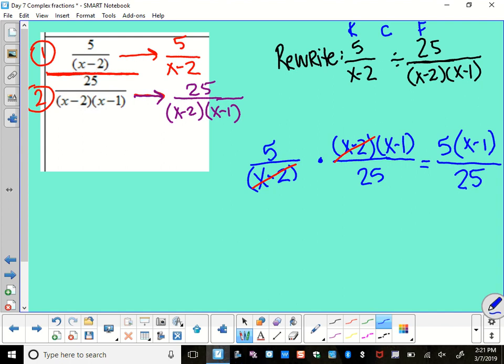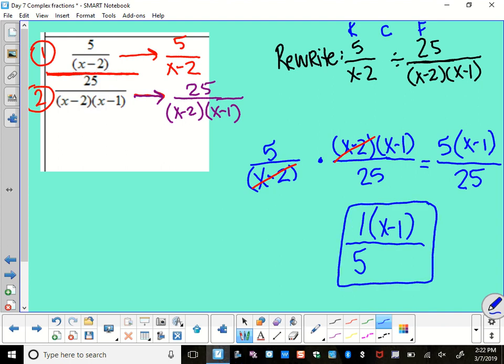Is this my final answer, or can I simplify something else? Can we simplify 5 over 25? Yeah. Let's simplify that. What do you get? Okay. You get 1/5. You can keep your 1 on top if you'd like, but you don't have to. This is my final answer. Make sure you always box your answer or circle it, because there's just so much going on with complex fractions that it's just easier for you to find your answer and for me to find your answer.